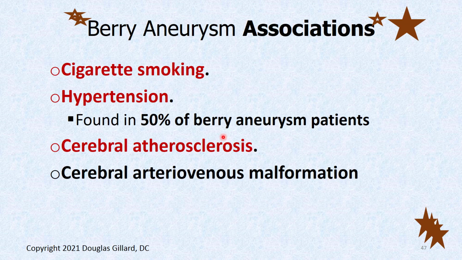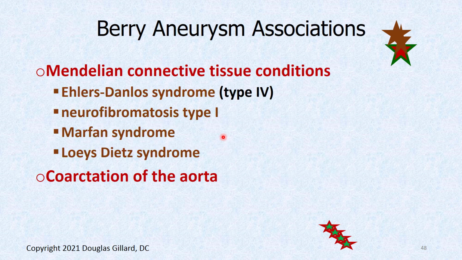Associations. What increases the chance for getting a berry aneurysm? Cigarette smoking, hypertension, atherosclerosis of the cerebral arteries, cerebral AV malformation. This is that slide I thought would be up further. There's more associations. Younger people with connective tissue disorders: Marfan's, Loeys-Dietz, Ehlers-Danlos type 1, neurofibromatosis. Coarctation of the aorta, which we'll get to here, is another risk factor.